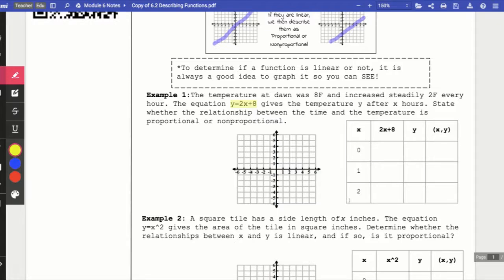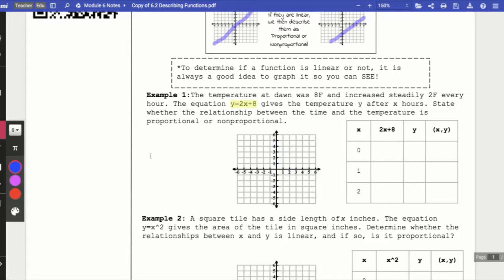So I just choose 0, 1, 2. I'm only choosing positive values because it doesn't make sense to go back in time, right? So I'm just choosing 0, 1, 2. And I'm going to use the equation to figure out what the y is. Because remember, the equation is y equals 2x plus 8.